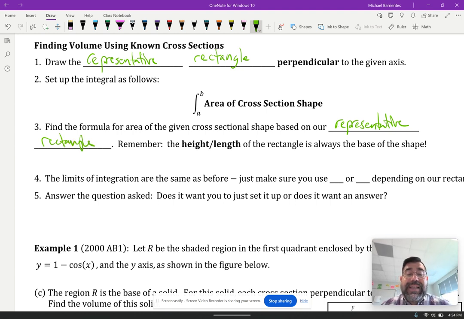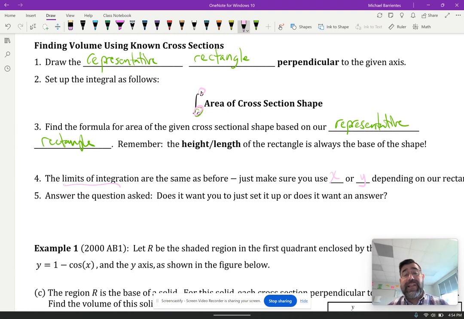Remembering that the height and the length of the rectangle is always the base of that shape that we're using, right? And then we're going to write our limits of integration. This is what I was telling you. These numbers, the limits of integration, you got to make sure, are they x values or y values? Depending on what the cross-section is perpendicular to, that's going to tell you what type of values they are.